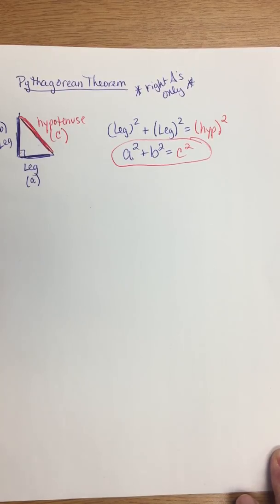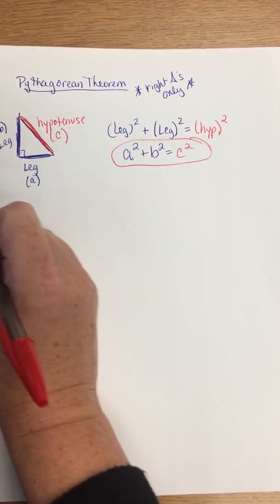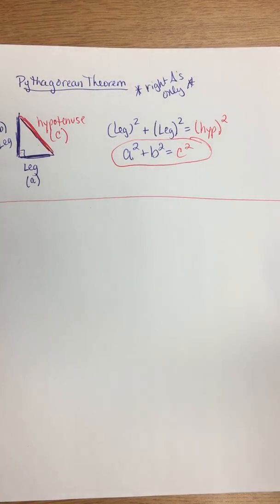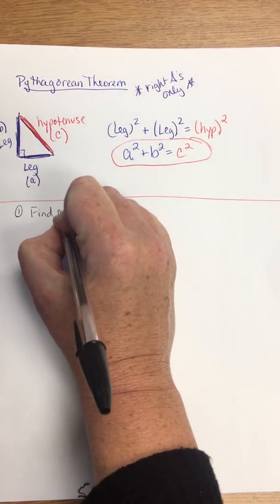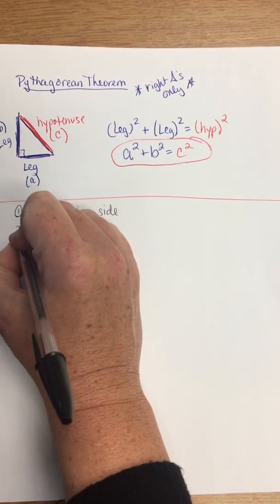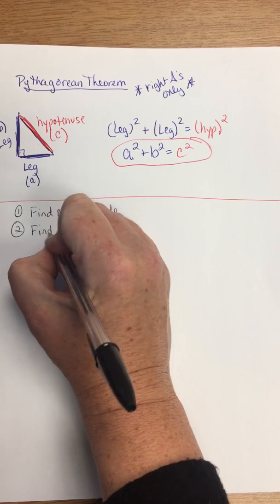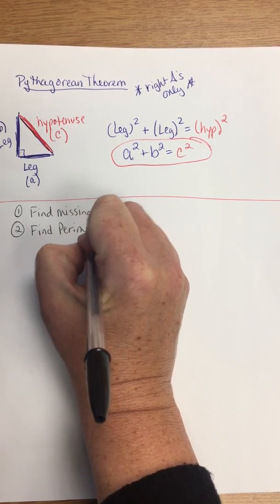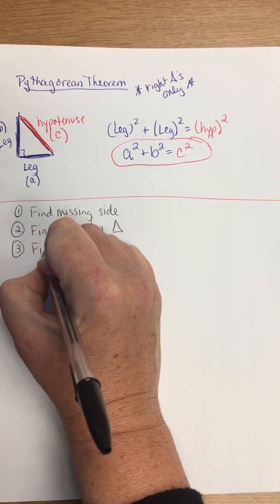Next, you want to get a clean sheet of paper. We're going to do three things on this clean sheet of paper. One, you're going to find the missing side. Two, you're going to find the perimeter of the triangle. And three, you're going to find the area of the triangle.